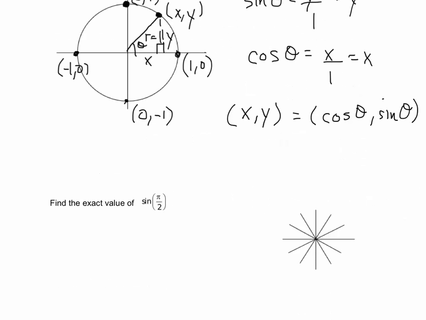For example then, find the exact value of sine of pi over 2. Sine of pi over 2 would be this angle here. This is going to happen at (0, 1). And sine is the y value, so sine of pi over 2 is just equal to 1.